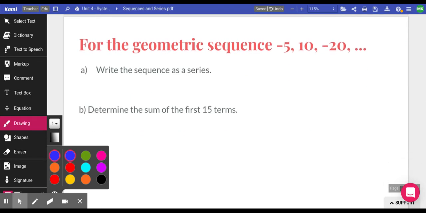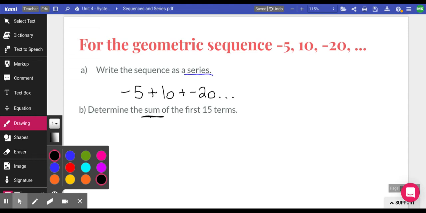So let's jump into a question. This one, for the geometric sequence -5, 10, -20, ... write the sequence as a series. To write a sequence as a series, we just have to put addition signs. So we're doing the same thing, but now it's plus. That's the only difference, is that there's a plus sign. Determine the sum of the first 15 terms.